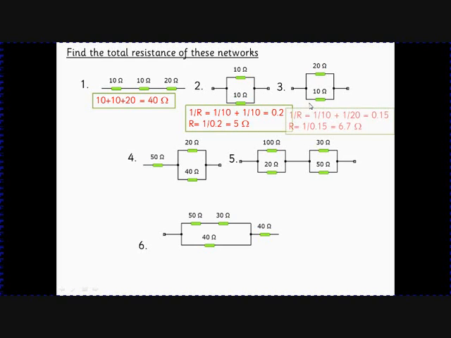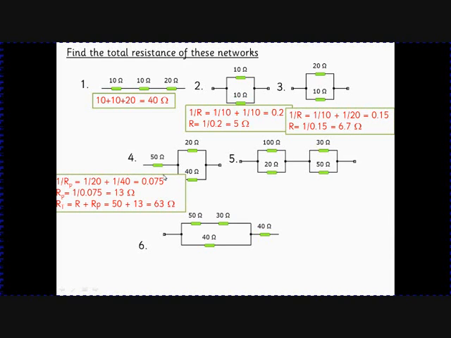Slightly trickier one because you've got two resistors that have got different values, but still the same method. Okay, 1 over 10 plus 1 over 20 is 0.15. Do 1 over that, we get 6.7 ohms.